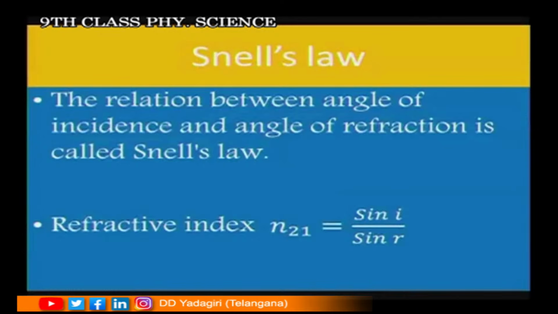So, let us look at Snell's law. Snell's law gives the relation between angle of incidence and angle of refraction. So, refractive index n 2 1 is equal to sin i by sin r, where i is the angle of incidence and r is the angle of refraction.